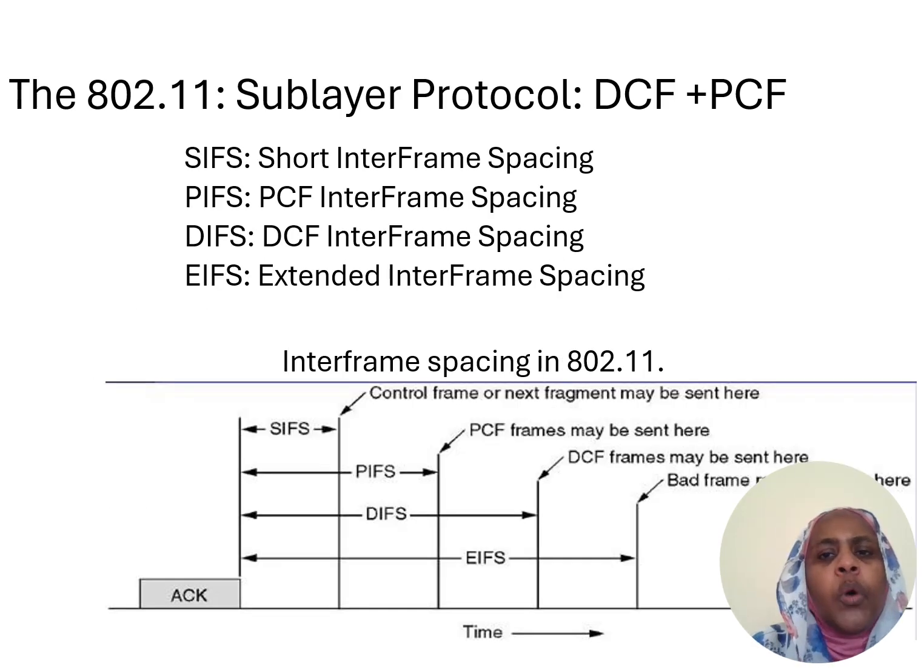For the combined mode, DCF plus PCF, there are 4 intervals: short interframe spacing, where control frames and next fragments can be sent, PCF interframe spacing, where frames can be sent, DCF interframe spacing, where also frames can be sent, and the longest, extended interframe spacing, where bad frames can be retransmitted.